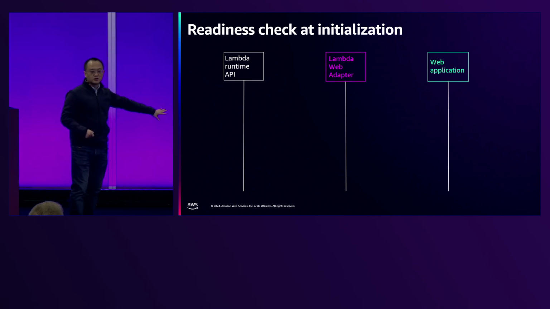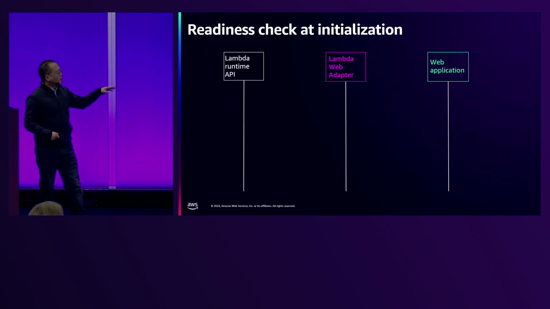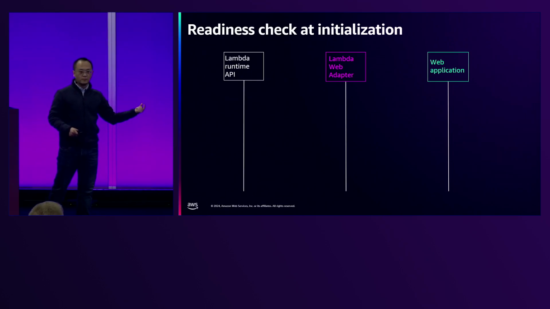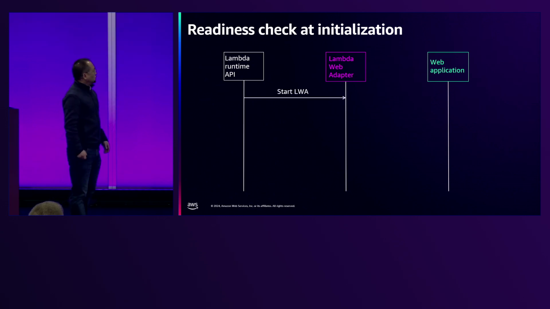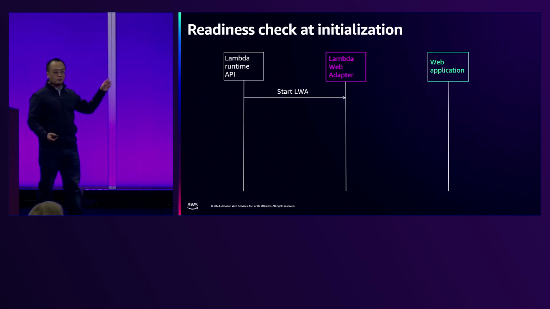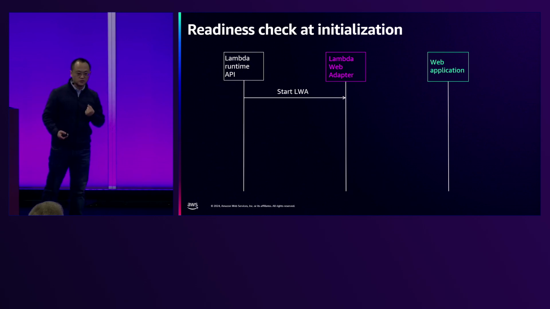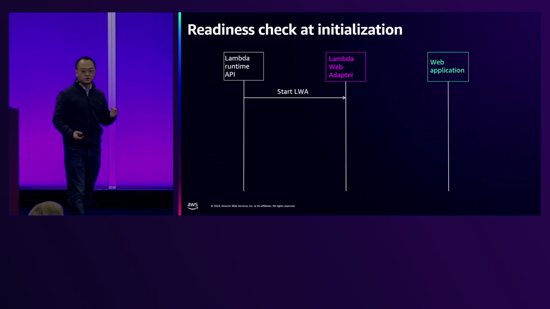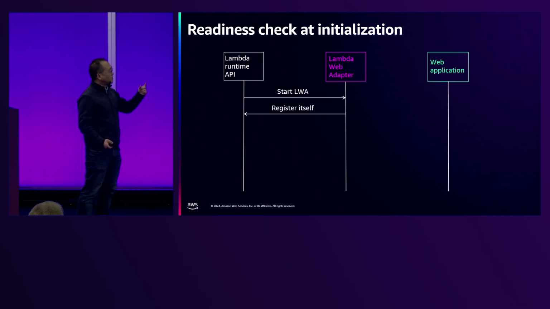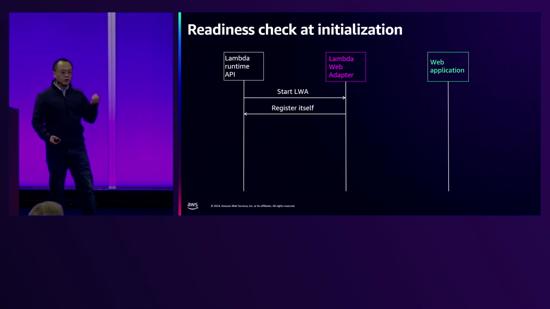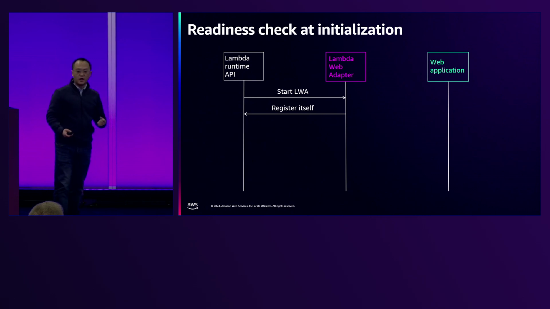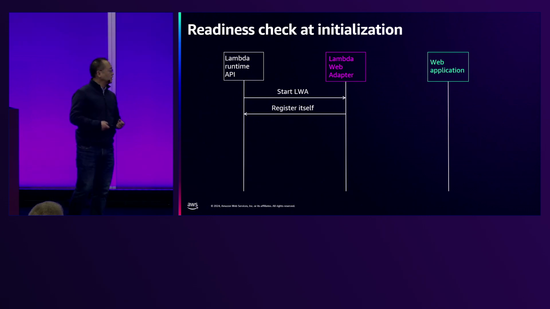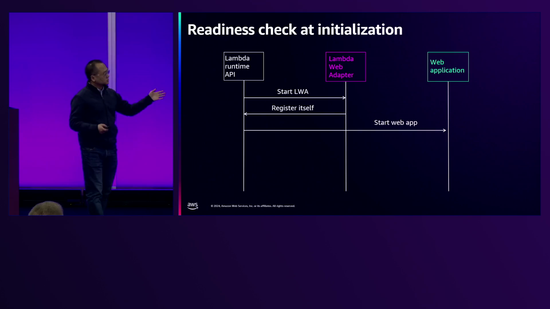So the runtime API is a process that is provided by Lambda. Adapter is a separate binary. It's also a separate process. The web application is your thing. When it starts, the runtime API will first start all the extensions. Web Adapter is an extension, so it will be started before your web application starts. And once Web Adapter has started up, it will tell the runtime API that it's ready. Then the runtime API will find a way to start your web application.